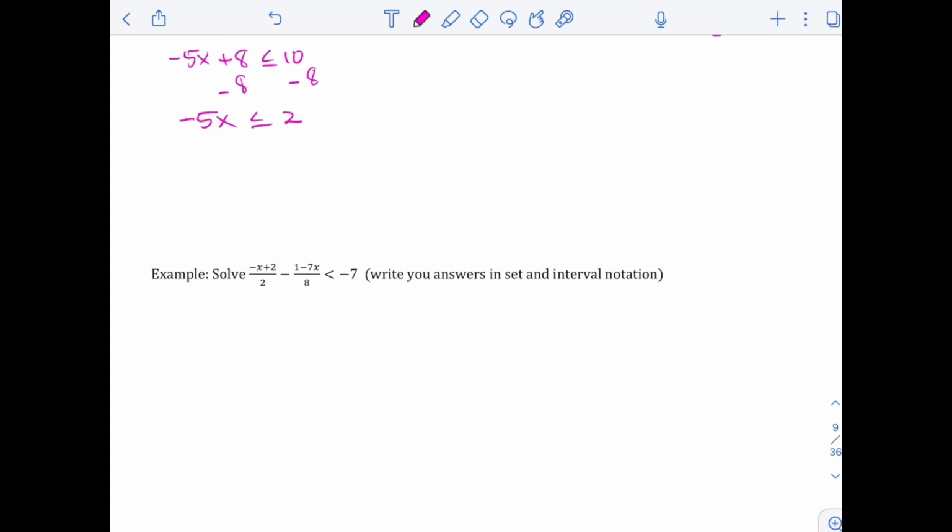Then we can divide by negative 5, which will flip the sign of the inequality, because dividing or multiplying by a negative number flips the direction of the inequality sign. It means if it's less than or equal, it becomes greater than or equal. If it's greater than or equal, it flips to less than or equal. In this case, it's going to flip to greater than or equal to negative 2 over 5. And x is greater than or equal to this number.